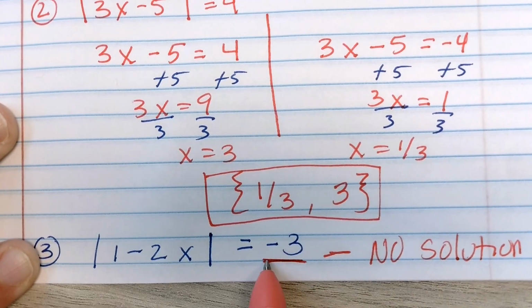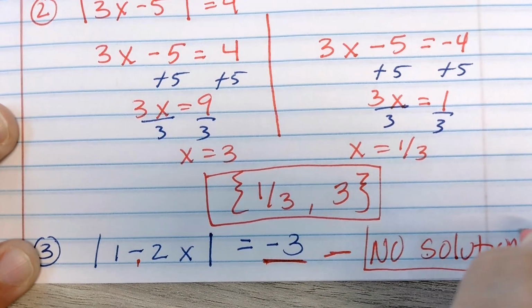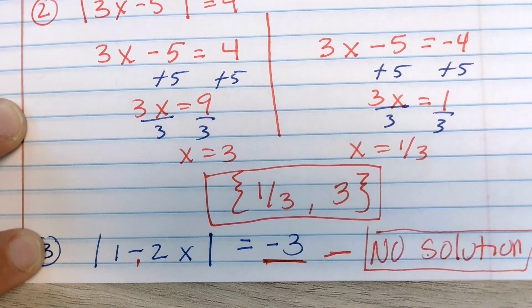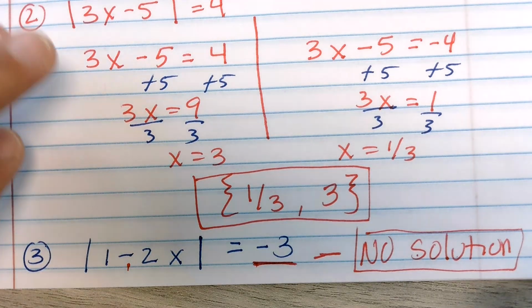If this side is negative and this side is already isolated, your answer is no solution. Now be careful with that. You'll want to see a negative number and then immediately say no solution. But sometimes the left side isn't isolated. So let me show you what I'm talking about.